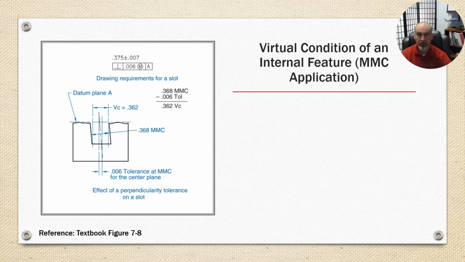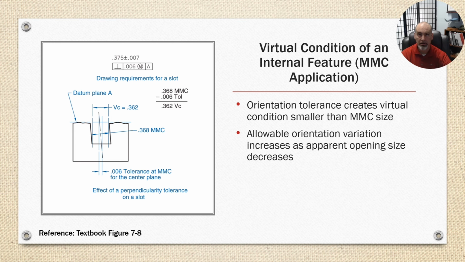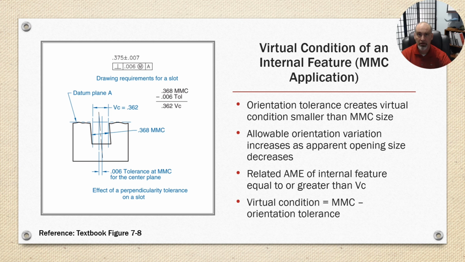The virtual condition of an internal feature, MMC application: the orientation tolerance creates a virtual condition smaller than MMC size. Allowable orientation variation increases as the apparent opening size decreases, and relates to the AME of the internal feature being equal to or greater than the virtual condition. The virtual condition equals maximum material condition minus the orientation tolerance.